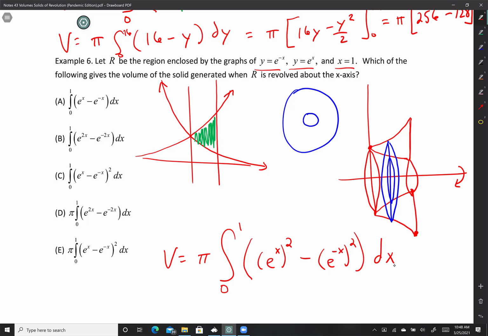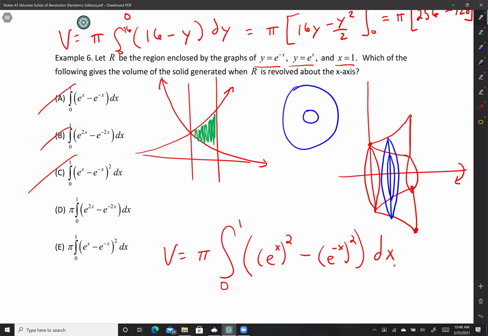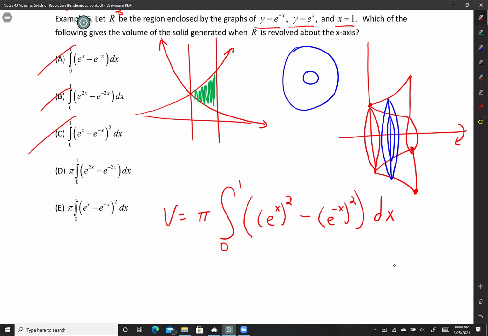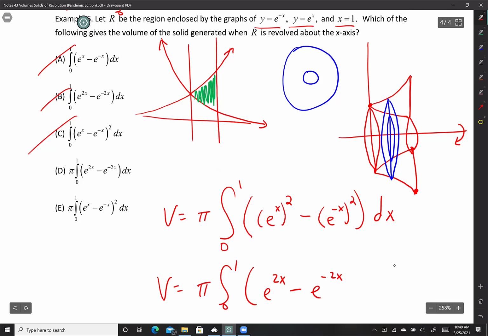I'm starting to look for that. The first thing I would delete is A, B, and C. They're all washers, so they need to have that pi on the outside. Next, it's between D and E, so I'm going to simplify it. Volume equals, laws of exponents, 0 to 1. So there's going to be a giant parenthesis, e to the 2x minus e to the negative 2x. Laws of exponents, guys. An exponent raised to an exponent, you can just multiply them. So now I look for that, and we get letter D. There you go.